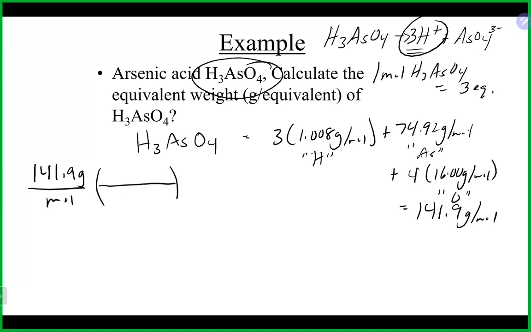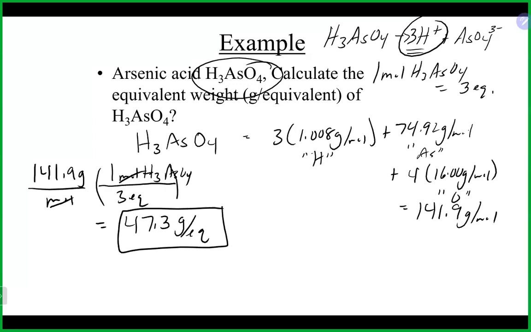So if I take the molar mass in grams per mole, and I take that relationship we just saw there, the moles will cancel, and we will end up with an equivalent weight of 47.3 grams per equivalent here. And as you can see, the equivalent weight is about 3 times less than the molar mass because of that. Any questions on that there?